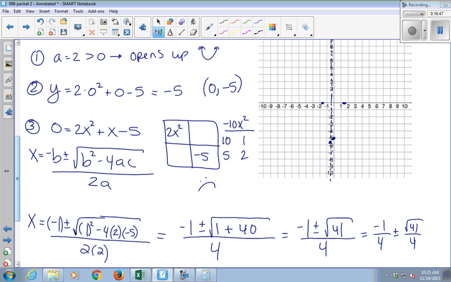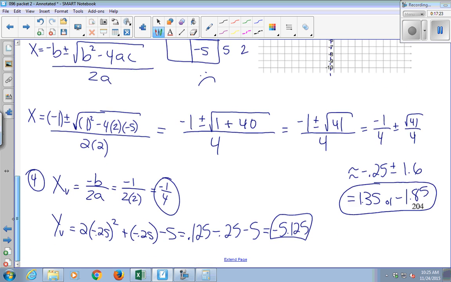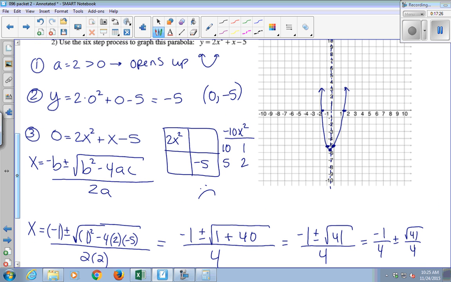All right, and then there's one more point. I can find the point symmetric to the y-intercept over the axis. So in this case, it would land like right over here to make a symmetric point. And then you just connect them all with a nice, smooth, U-shaped curve. It's just helpful to draw it more accurately.